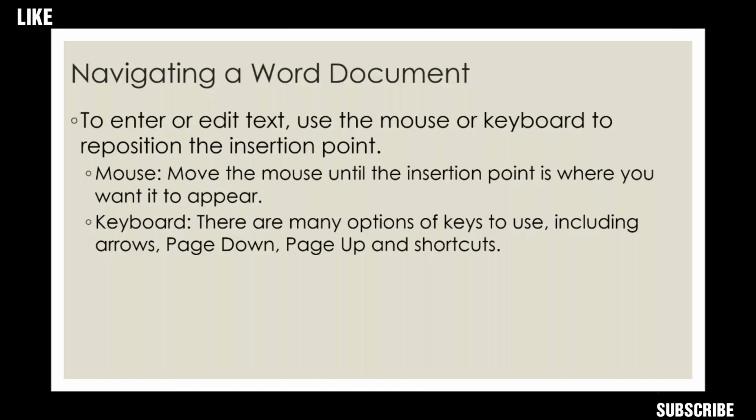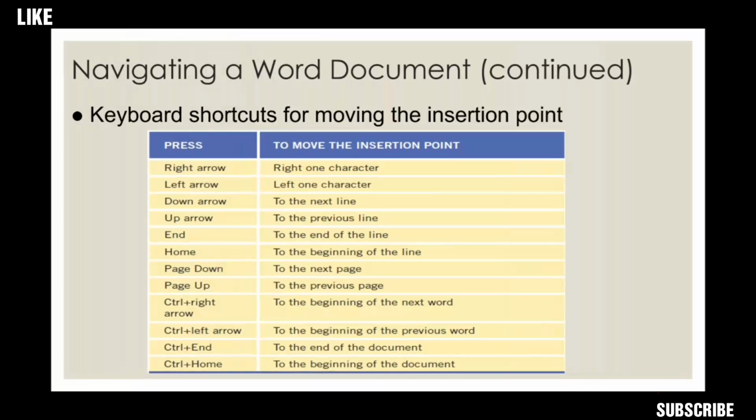Navigating a Word document. To enter or edit text, use the mouse or keyboard to reposition the insertion point. Mouse: move the mouse until the insertion point is where you want it to appear. Keyboard: there are many options of keys to use, including arrows, page down, page up and shortcuts. Navigating a Word document continued. Keyboard shortcuts for moving the insertion point.